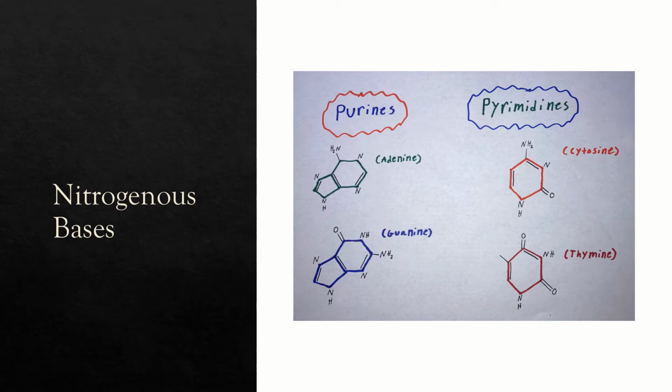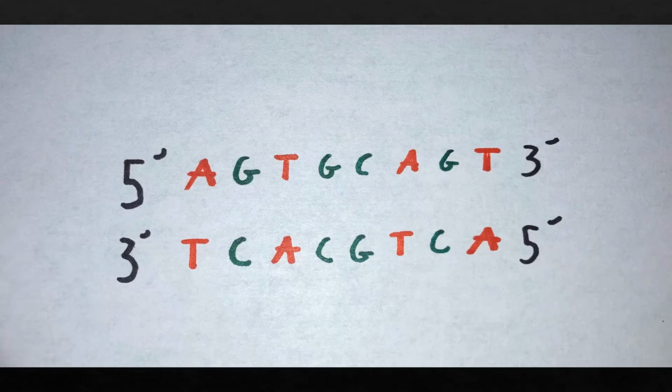These bases bind and stack on top of one another, which is known as base stacking. Here is an image I illustrated so you can visualize what base stacking in DNA would look like. As you can see, these strands of DNA are anti-parallel to each other, meaning that one is read from 5' to 3' and the other is from 3' to 5'.